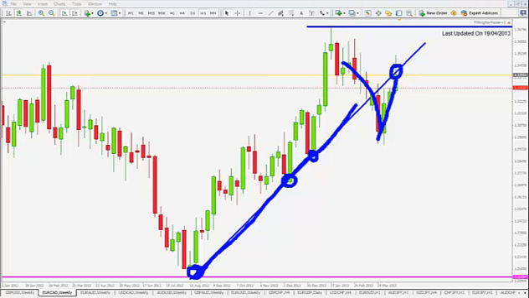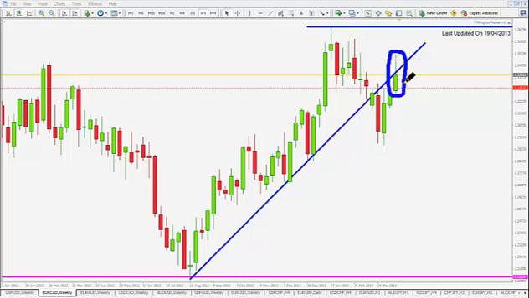acting as resistance. Okay, the kind of candle we are having right here does not pass our test for a nice pin bar. All right, so that is not a reversal candle. Price is just still hugging that trend line to respect that level of resistance. Okay, no doubt this week we are going to see a temporary push back down.